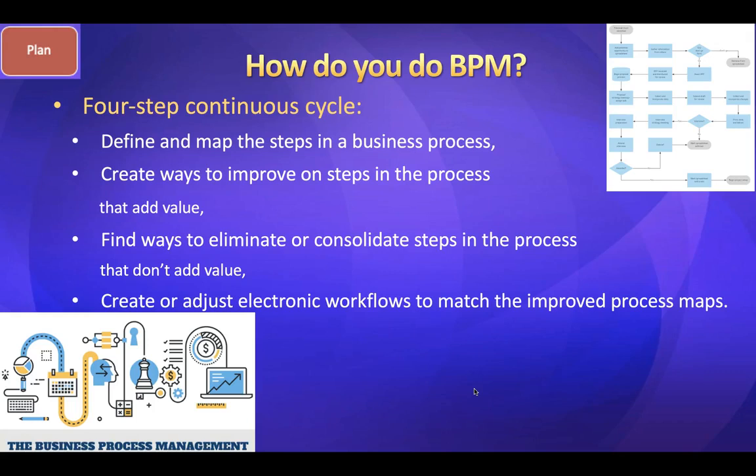So how do you do business process management? There are four steps. First of all, it's a no brainer: you have to define and map the steps in a business process. That looks like this little chart on the top right hand side. Step after step, decision points, and then it goes towards an end goal. Many small and medium sized organizations don't do this, mapping the steps in a business process. As a result, they do not know what their process is.